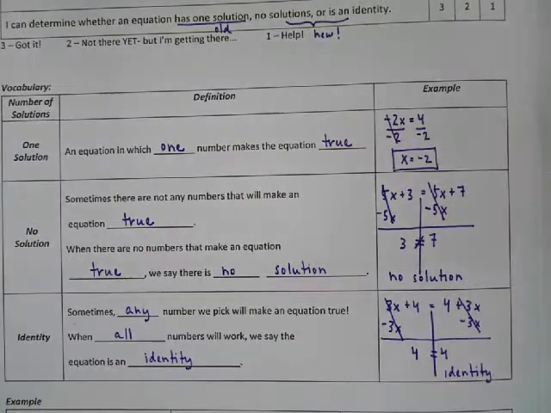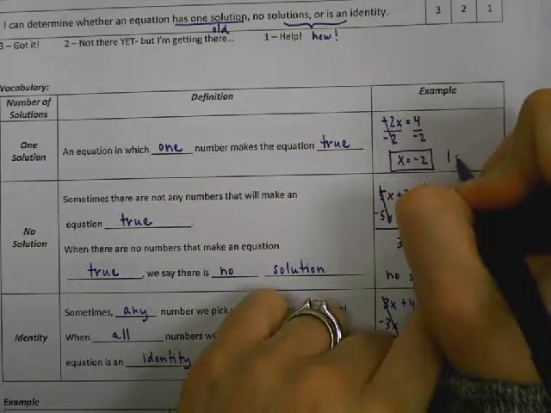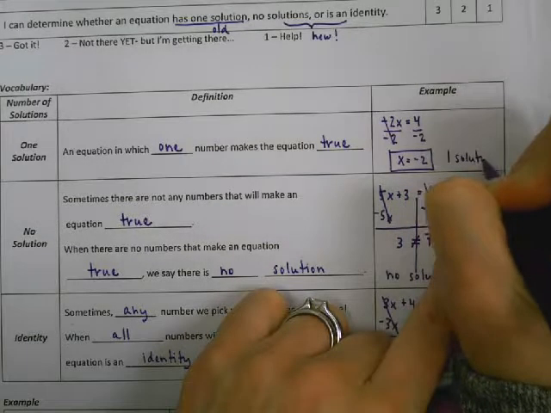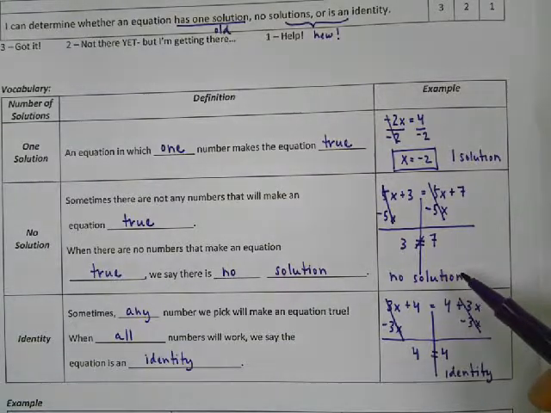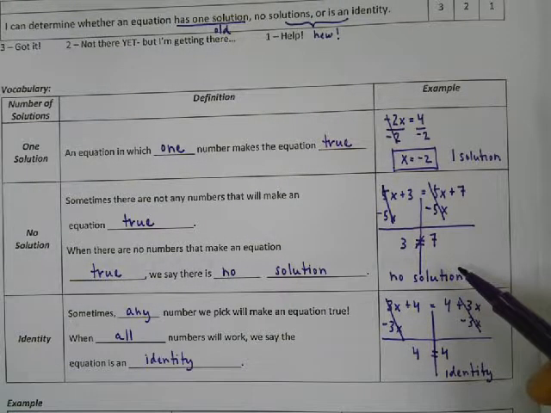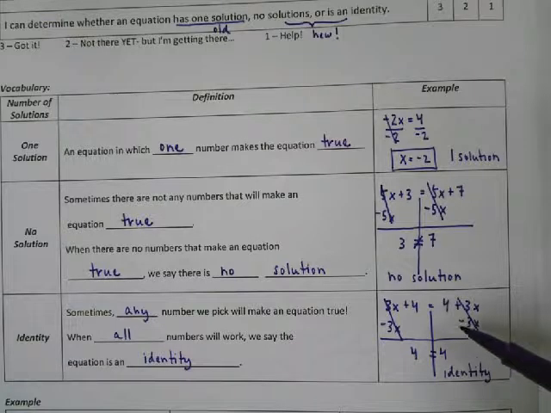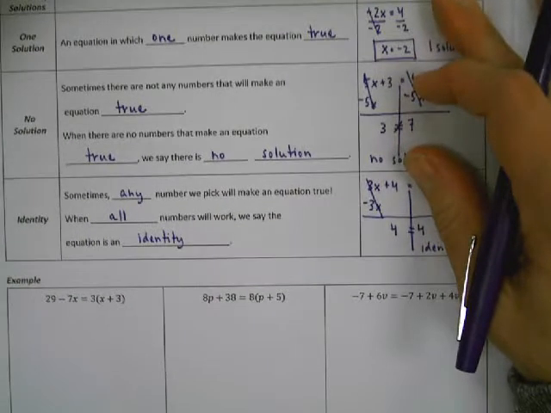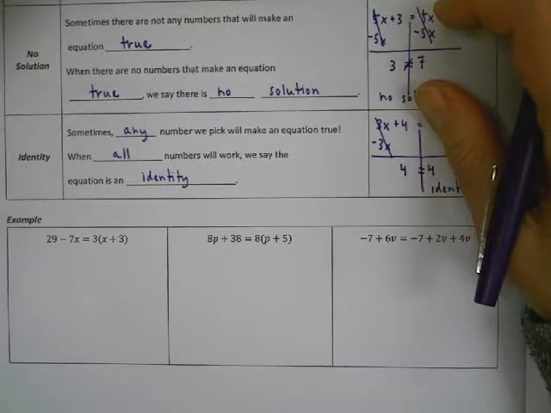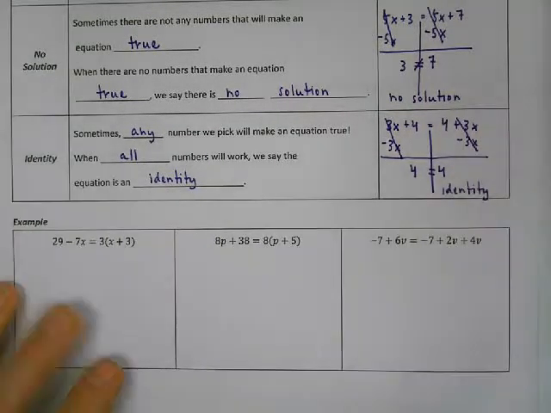So we're always looking for one of three cases. If I get x equals a number, that means I just have one solution. If I end up with a false statement, that means I have no solution. And lastly, if I end up with a true statement, that's what we call an identity. So we're going to do 3 quick examples. And I don't have the directions here, so I'm going to put them here.